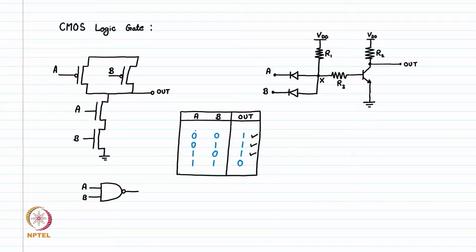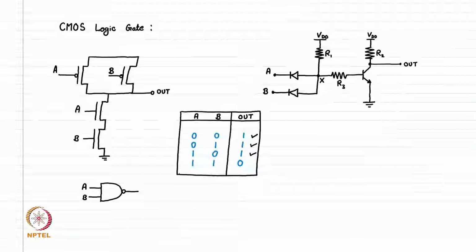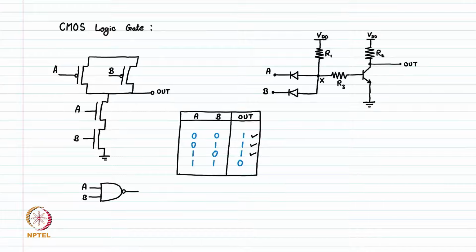In the fourth line, where A is 1 and B is 1, it means A is VDD and B is also VDD. 1 is the logic level high, which is VDD. In that case, A and B both are high. This node X is also high because R1 is connected to VDD. These diodes will not turn on because A and B signals both are high. So this X node will be pulled up to VDD through this R1 resistance.